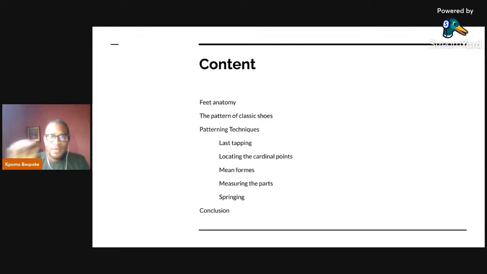Right. So this is a rundown of what we are going to do. Before we go into discussing last anatomy, we will first of all talk about how, if you are going to make shoes for someone, you will take a measurement of their feet, why you are taking certain measurements, and what those measurements mean.